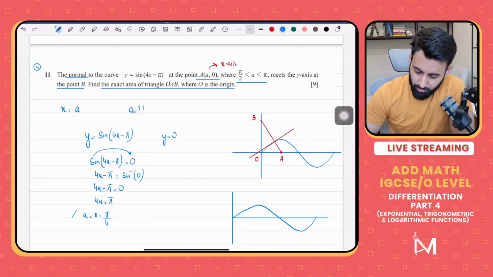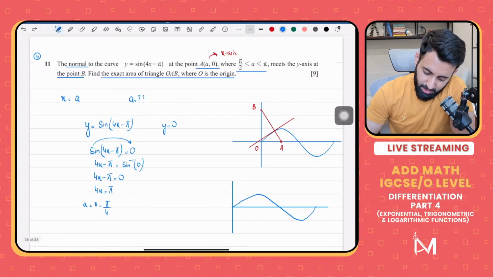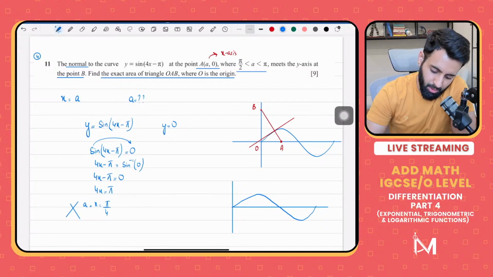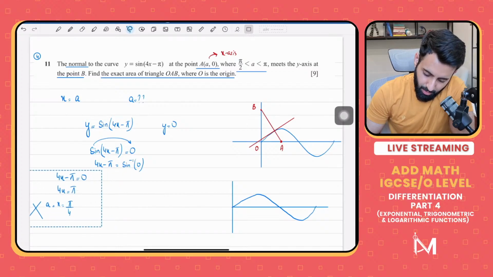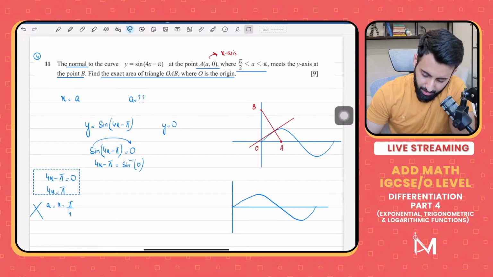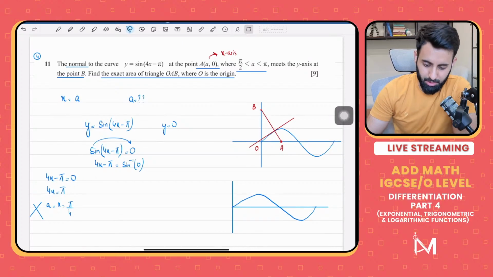This is wrong. Why is this wrong? This is wrong because notice that the question said that A must be between pi upon 2 and pi upon 4. So what is the solution? Students who don't use their common sense here and rely heavily on the calculator, I'm afraid they will not be able to solve this question.